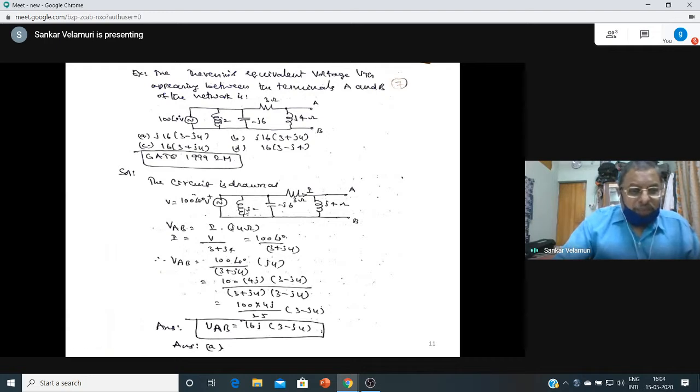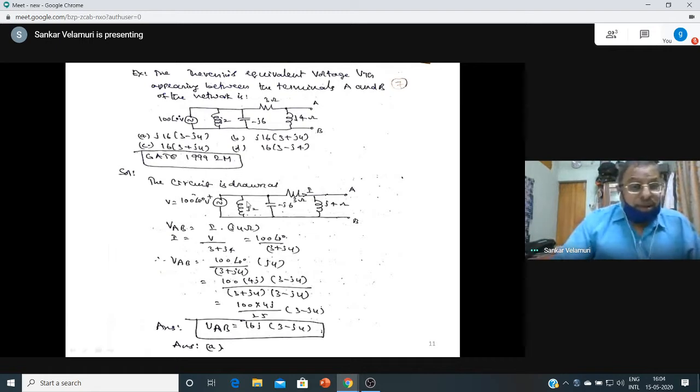So therefore, the current flowing through this one is V by 3 plus J4, 100 at angle 0 by 3 plus J4. So it is, no doubt, extra data, unnecessary data for this particular problem. If the circuit is like that, that is a different issue. What is asked, what data is given, whatever is required to solve, certain things can be ignored. When to ignore, when not to ignore, when to consider, we have to judge judiciously. It's very critical that way.